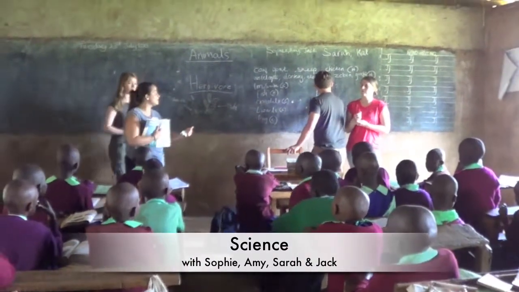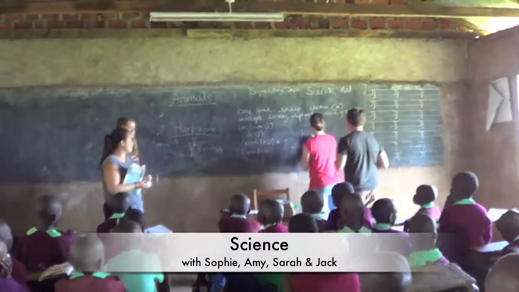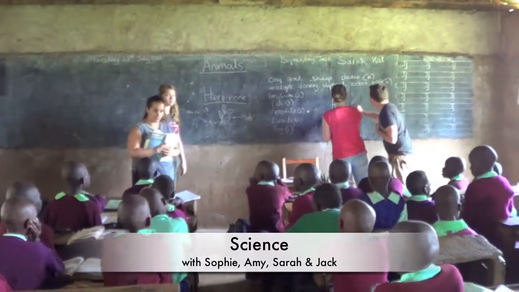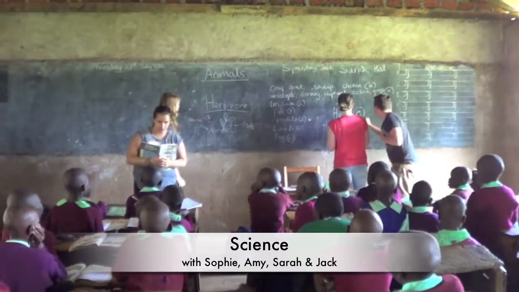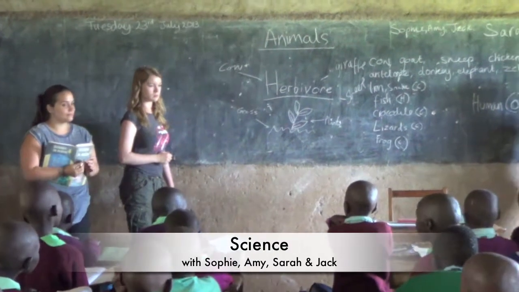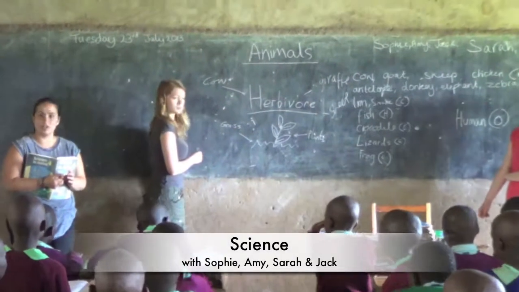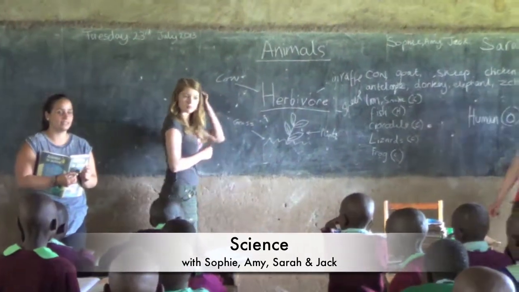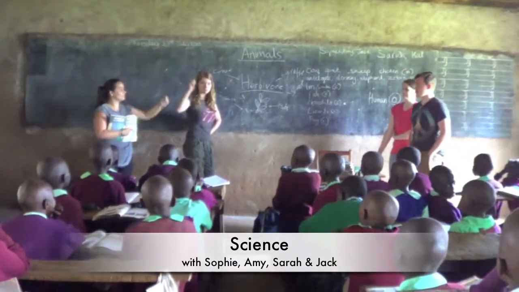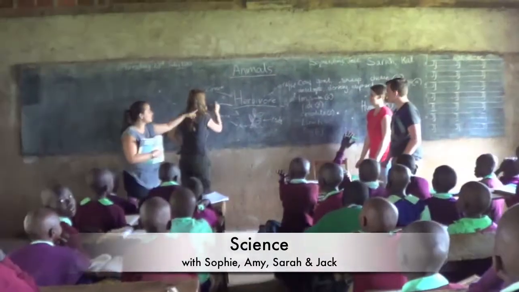What does a giraffe eat? A giraffe eats trees. So that's a herbivore. So what else eats plants? A horse? A horse doesn't eat grass. What does a horse eat? Okay, hands up if a horse eats grass. Good. Yeah. So a horse is a herbivore.